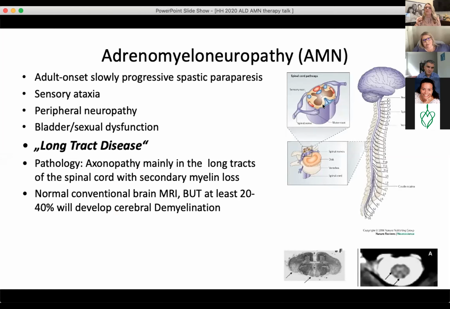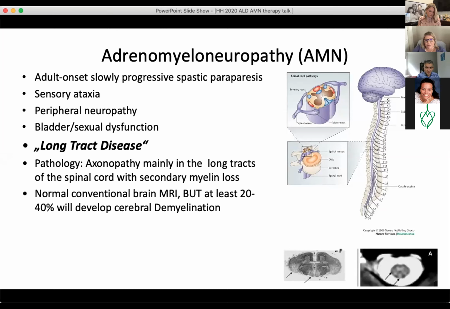It also involves peripheral nerves, and so it can cause a peripheral neuropathy. Very common symptoms are also bladder and sexual dysfunction. And the disease is really an axonal disorder. There is primarily involvement of the axon, and then secondary demyelination or loss of the myelin sheath.